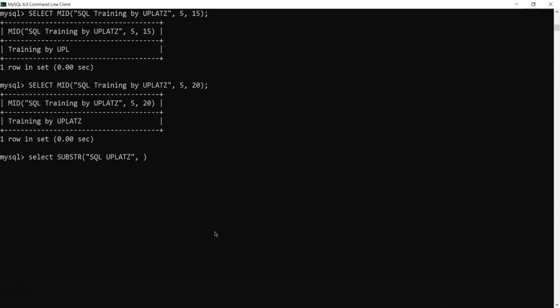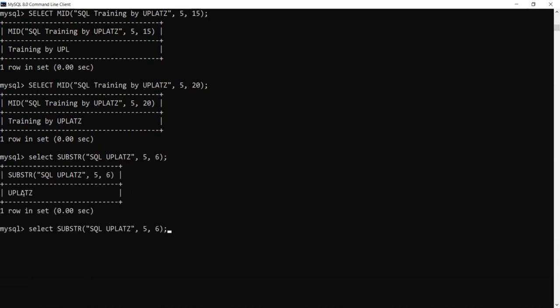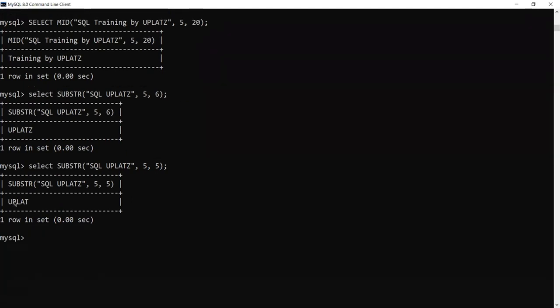Then I need to give the index from where I want to retrieve. Let's say I want to retrieve only uplats here. So it is starting from index number 5. Space is also a character. So S is 1, Q is 2, L is 3, space is 4, and U will be 5. So that is my starting index. And this is a very small statement, so here I can count and give exactly the length. Here it is 6, so I will give 6 as my length. I'll get my output, that is uplats. If I reduce even 1 from it, I will not get the expected output. So that was the substr function. It works very similarly to the mid function.